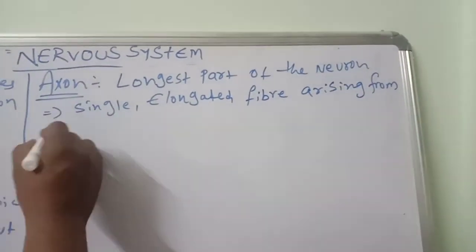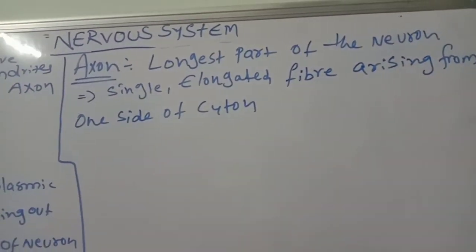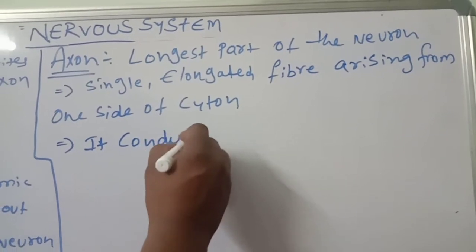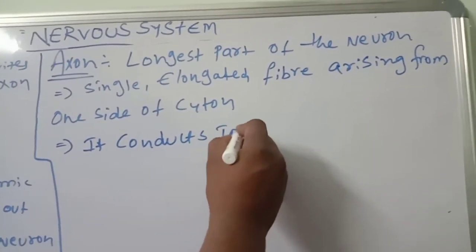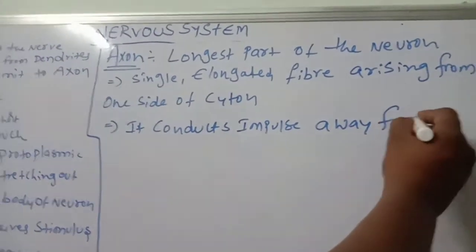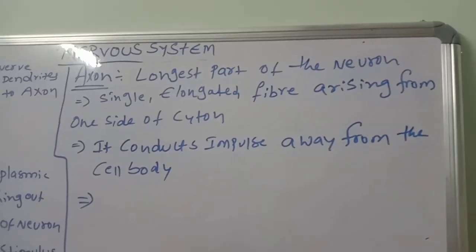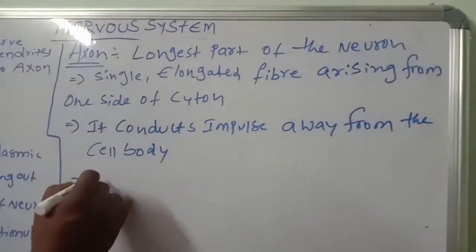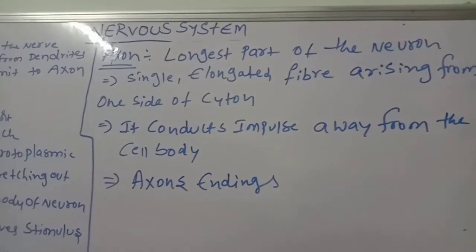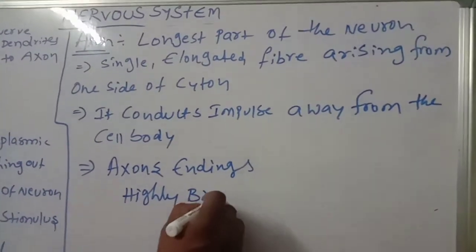It conducts impulses away from the cell body. This is a point you should have to remember. So the axon endings are also highly branched.